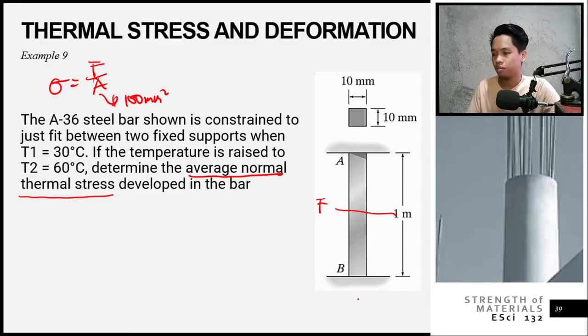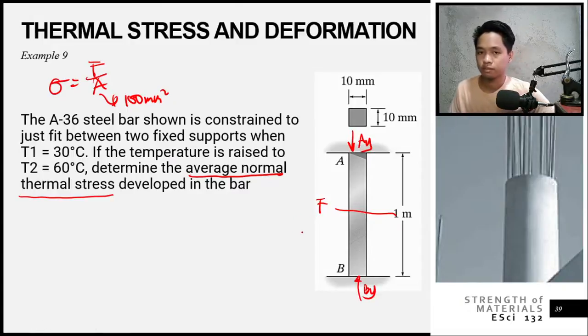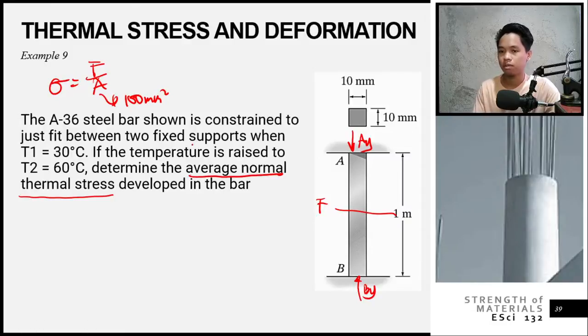Now, let's do the free body diagram. This has fixed supports, right? So therefore we would have reaction forces, but since we have no moment, we only have By here, and we also have Ay here. Alright, so you just have to choose: it's either the equilibrium method or the compatibility method.